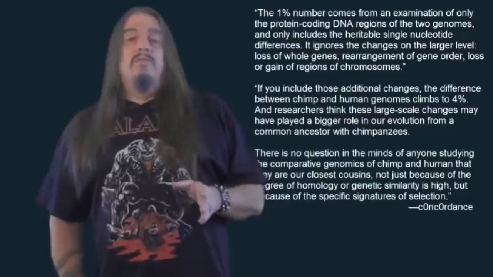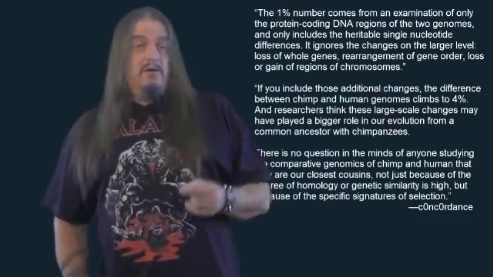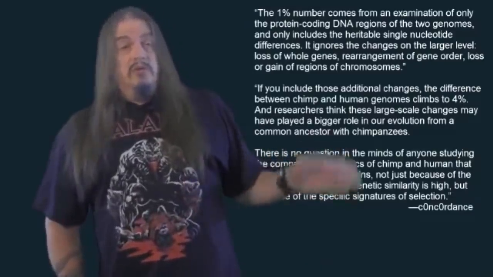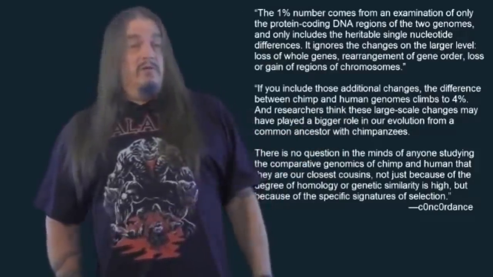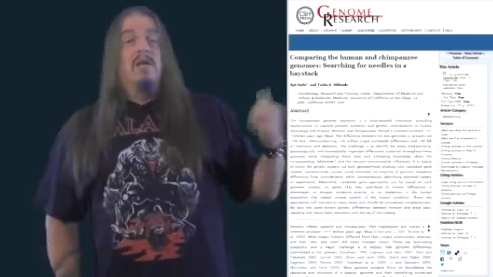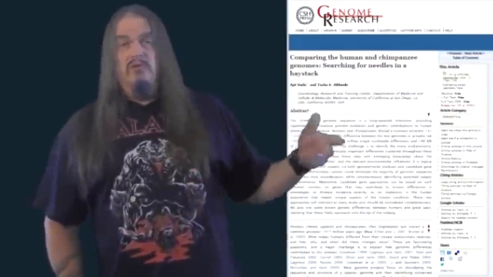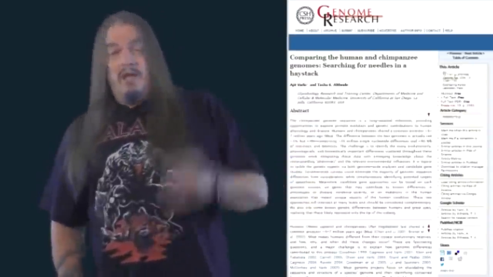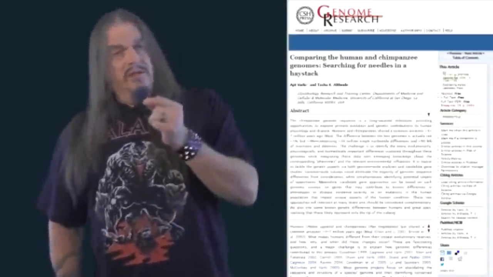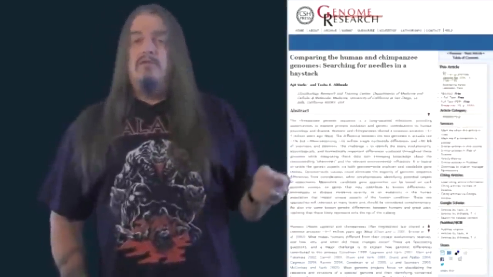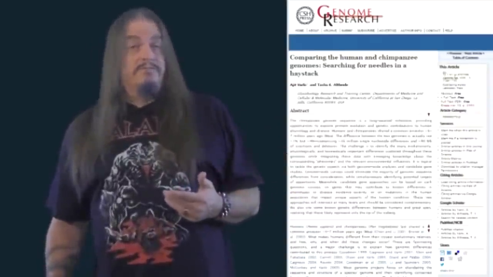There is no question in the minds of anyone studying the comparative genomics of chimp and human that they are our closest cousins. And not just because the degree of homology or genetic similarity is high, but because of the specific signatures of selection. According to this study, the oft-repeated 1% difference still applies to amino acid sequences, the part that's exposed to purifying selection/evolution. The sequences between chimp and human are 99% identical, but only 96% identical if you count the total differences that represent the genes or the regions around the genes, the intergenic regions.